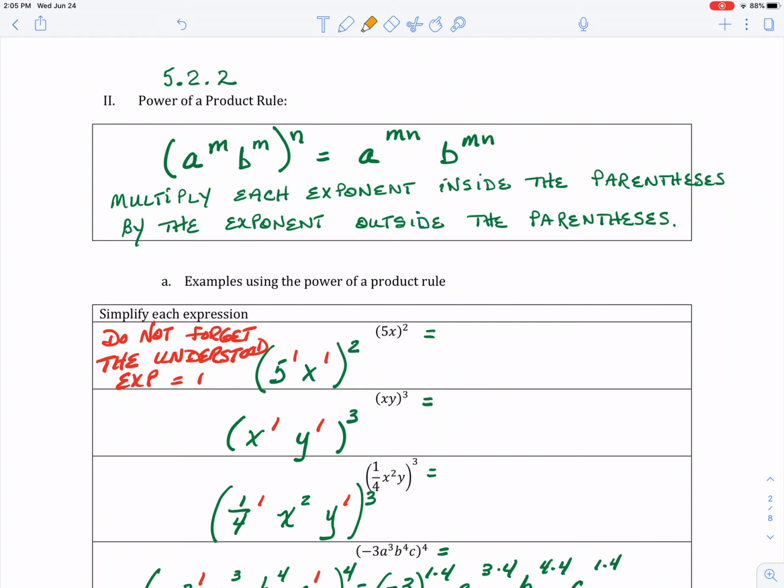This is a product in here. We're multiplying these two quantities together, and you can see that they each contain an exponent, and then outside the parentheses is another exponent. So there is a product going on inside the parentheses and then raising that product to a power. So it's called the power of a product rule. So here's what it tells you to do.